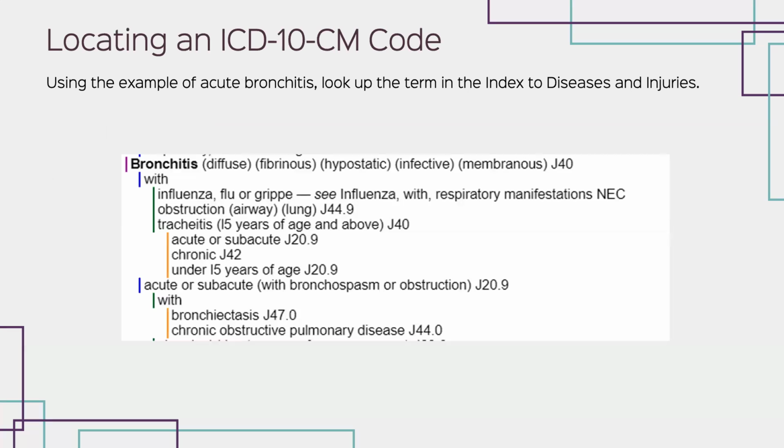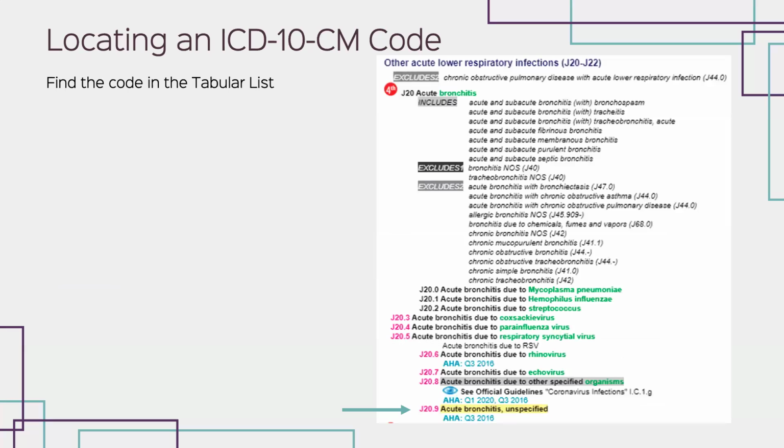So let's go back to the example of acute bronchitis. Our main term in the alphabetic index, we'll look up the term bronchitis because that was our main term. And then we'll go down in the, not in the tabular, I'm sorry, in the alphabetic index. We'll go indented into acute or subacute. And then we're going to use J20.9. We'll flip back in the tabular of the book to our J20.9 code. And then we also want to make sure that the code description matches. So acute bronchitis unspecified matches our acute bronchitis condition.